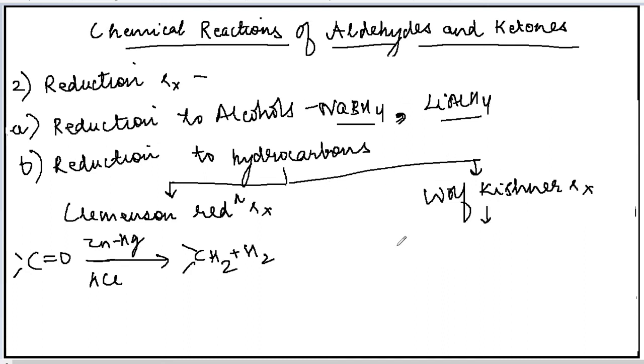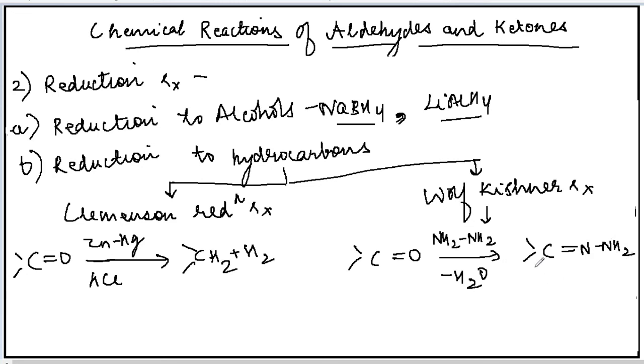Whereas in case of Wolff-Kishner reaction, the carbonyl group will also be reduced to CH2 group. But first the reaction will take place with hydrazine, NH2 NH2. This is your hydrazine, and this hydrazine by elimination of water molecule will give you this intermediate, and this intermediate further on heating either with potassium hydroxide or with ethylene glycol will give you the final product. So this is how the Wolff-Kishner reaction will take place.